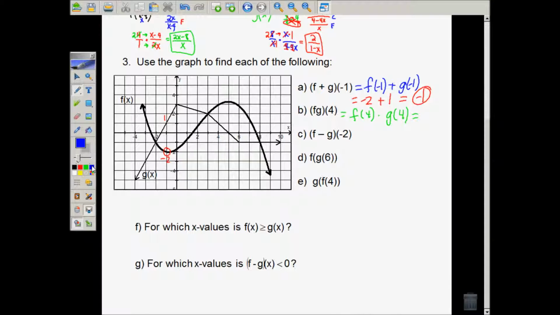All right, what's f of 4? Wait, I know this one. Three. Okay, so I went over to 4 and I went up to 3. Okay, what is g of 4? 1. So I just take the values and I plug them in. So 3 times 1 equals? 3. All right, I want you guys to try C. So go ahead and do C.